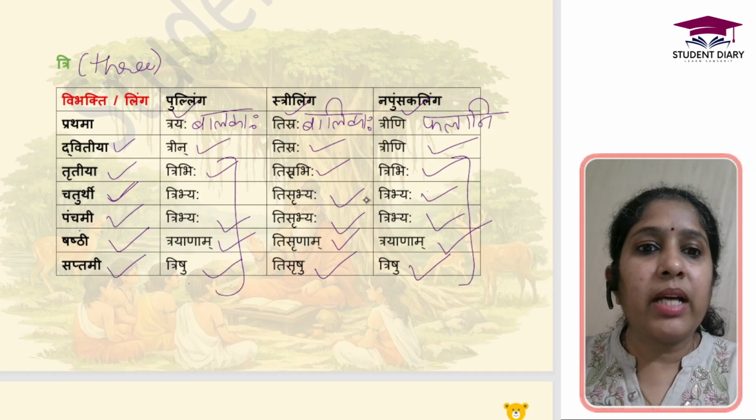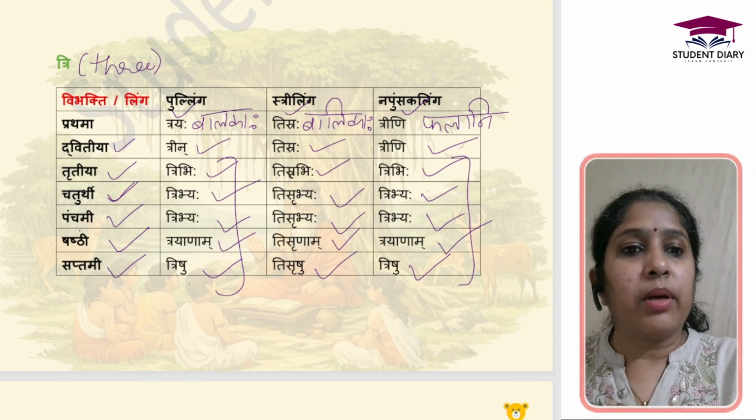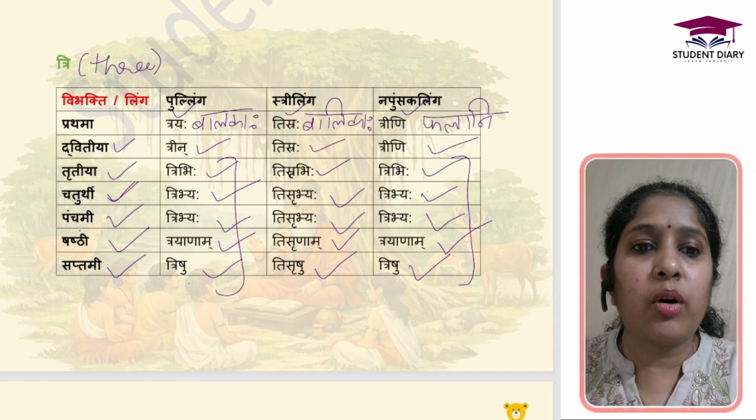Right? I hope everyone has understood this. I think I missed this. Chaturthi, like for 3 boys, if you have to use, it will be Tribhyaha Balakebhyaha. Right? I hope the Shabdroop for 3 is also clear to all of you.